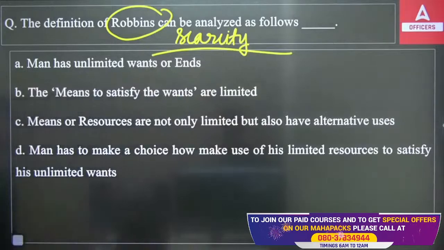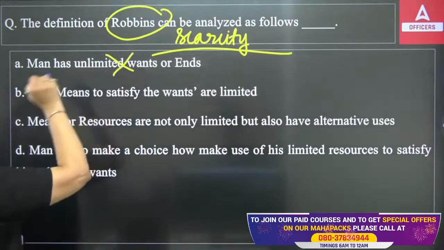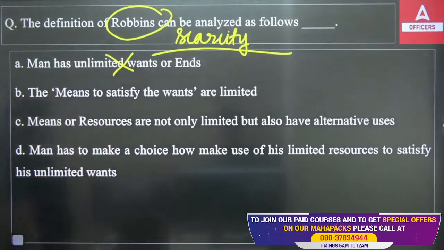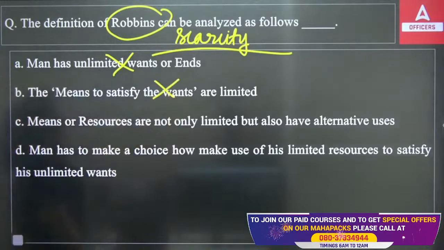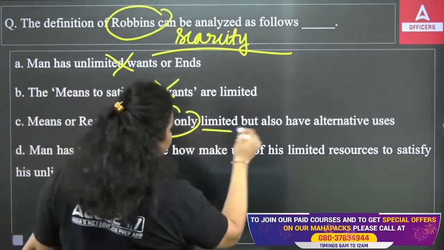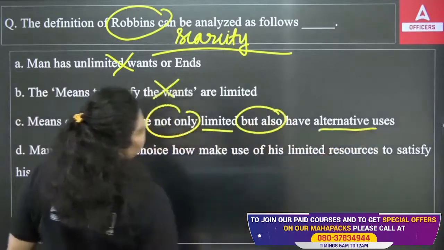A, B, C or D. So man has unlimited wants and needs, that's not sufficient. Means to satisfy the wants are limited, that's also not sufficient. Then means or resources are not only limited but also have alternative uses.